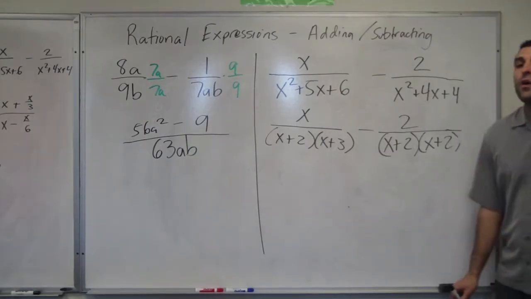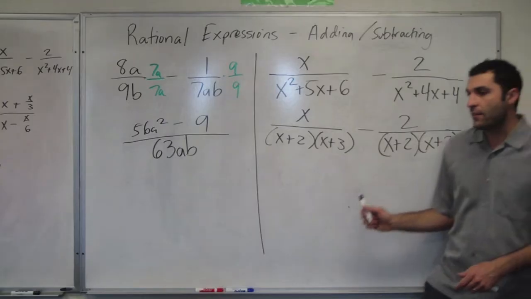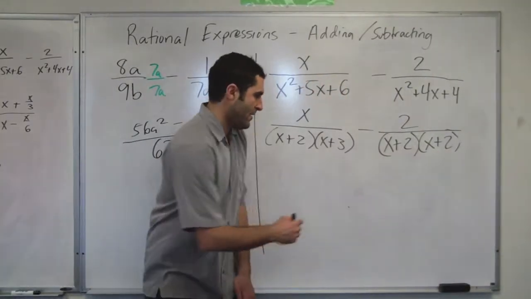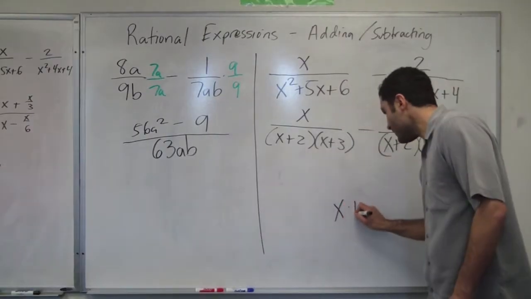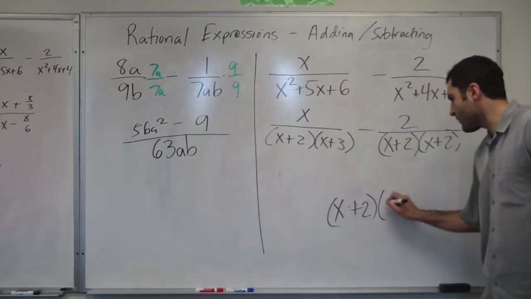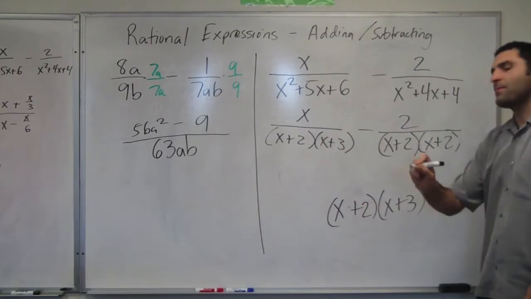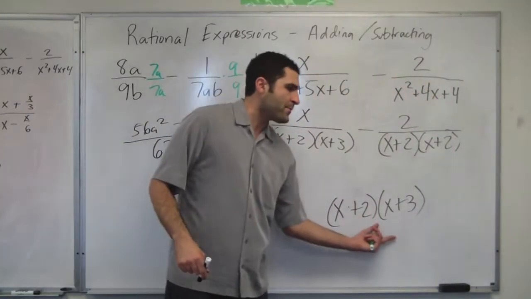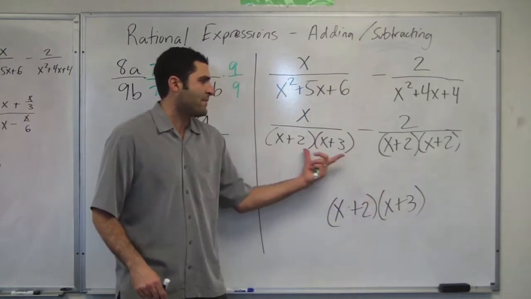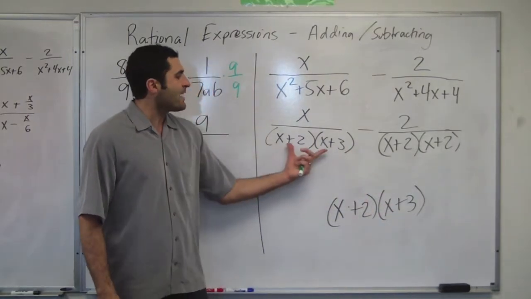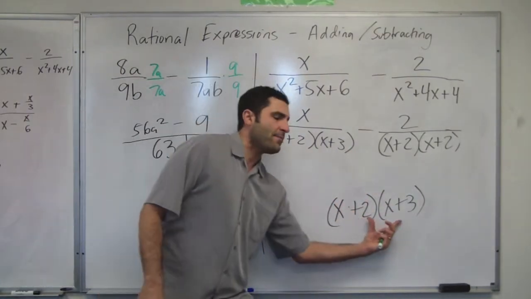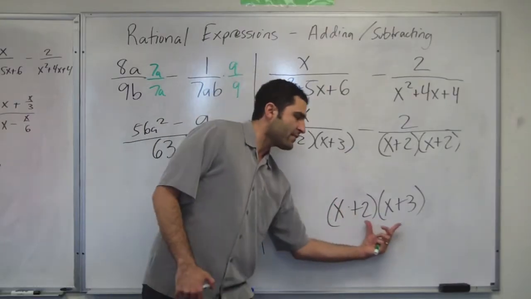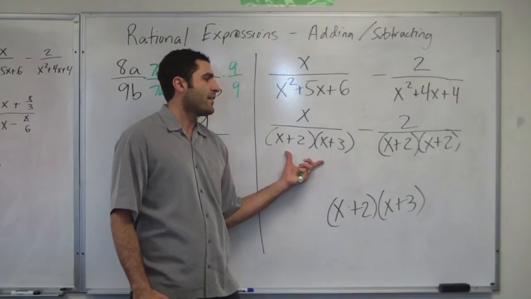Okay. What will be the common denominator? X plus 2 squared. Yes, it is X plus 2 squared. Let's talk about why sometimes people gravitate to this, because it's tempting, because it looks alike. But can X plus 2 times X plus 3 multiply to make X plus 2 times X plus 3? Yes. So this denominator, common denominator, would work here.